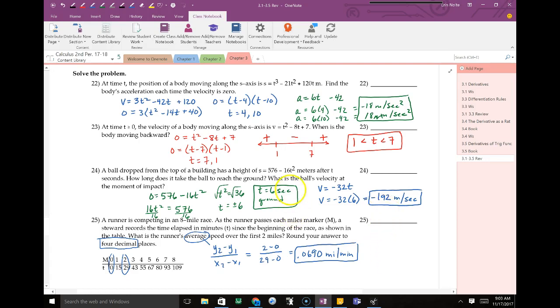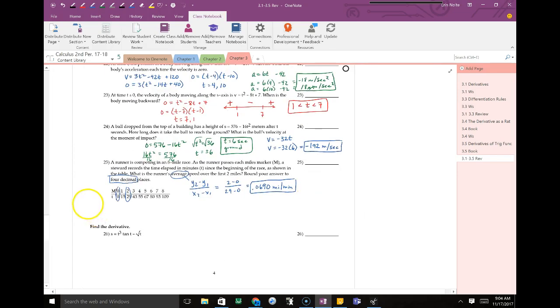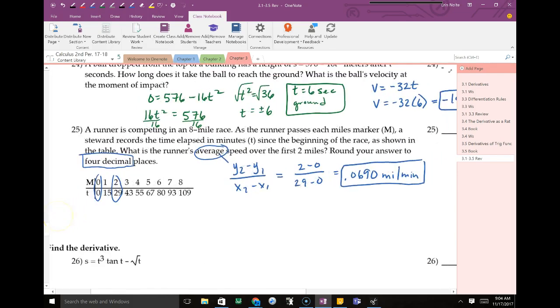Okay, for number 25, we got this runner, this guy's keeping a stopwatch on him, and it asks us to find the runner's average speed. So for average speed, we're doing y2 minus y1 over x2 minus x1. In this case, for the first 2 miles, we're going between 0 and 2. So you have 2 minus 0 over 20 minus 0 to get 0.0690 miles per minute.